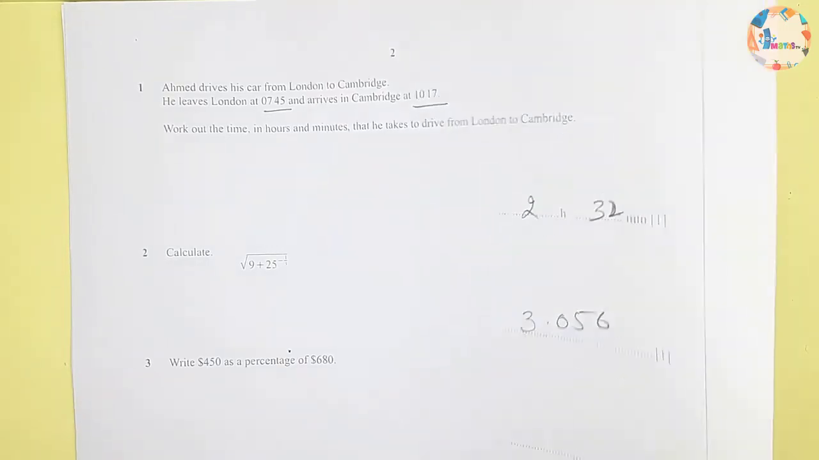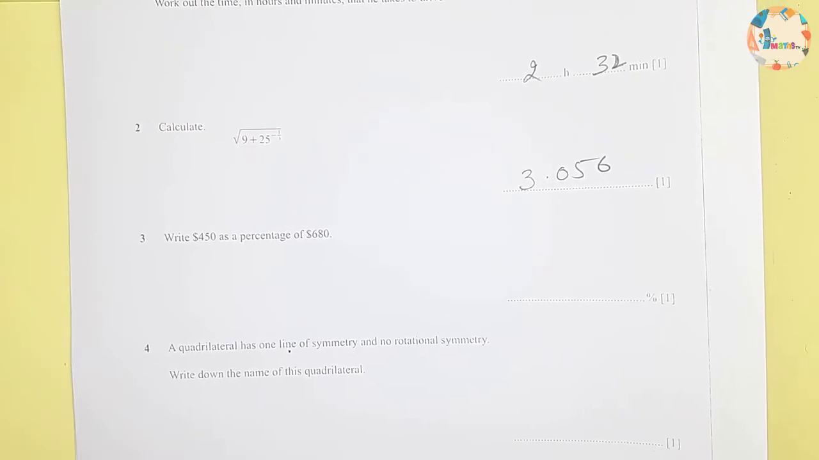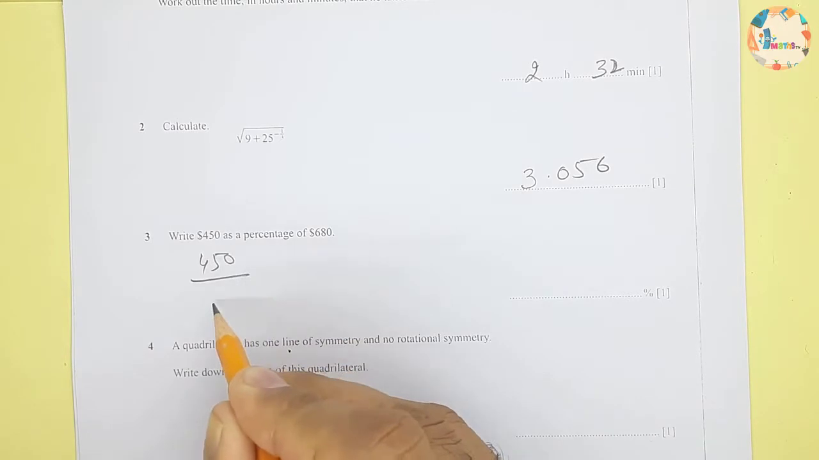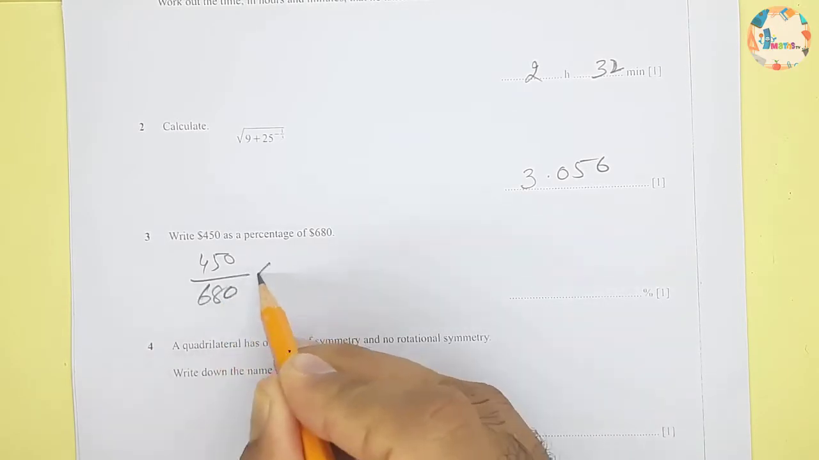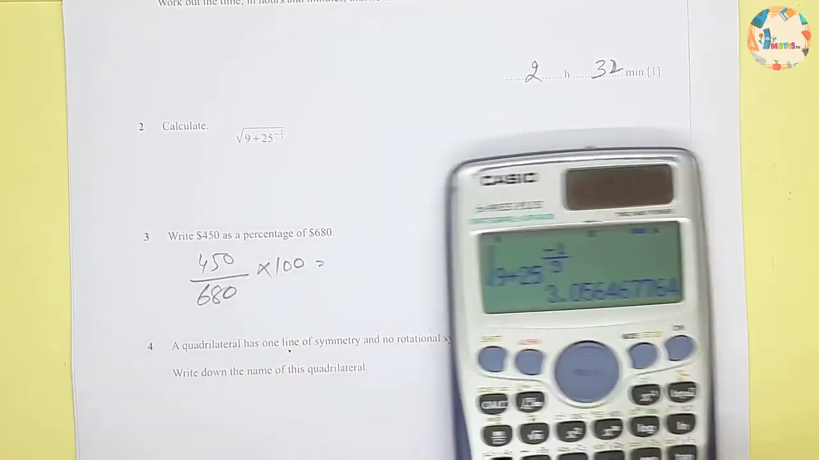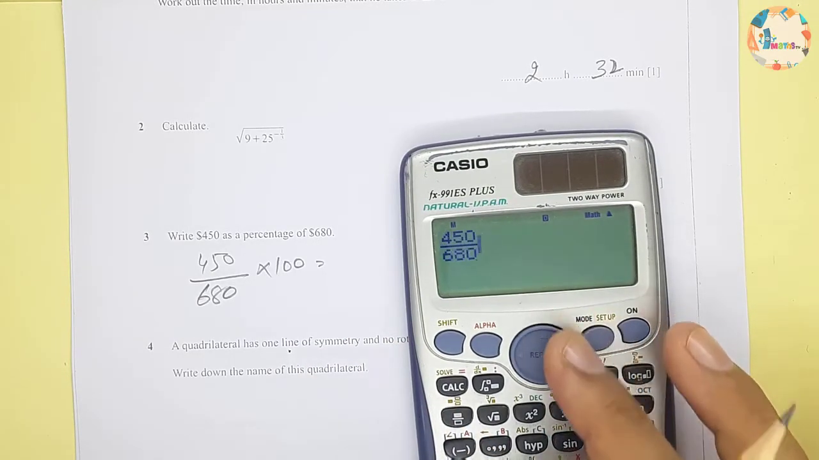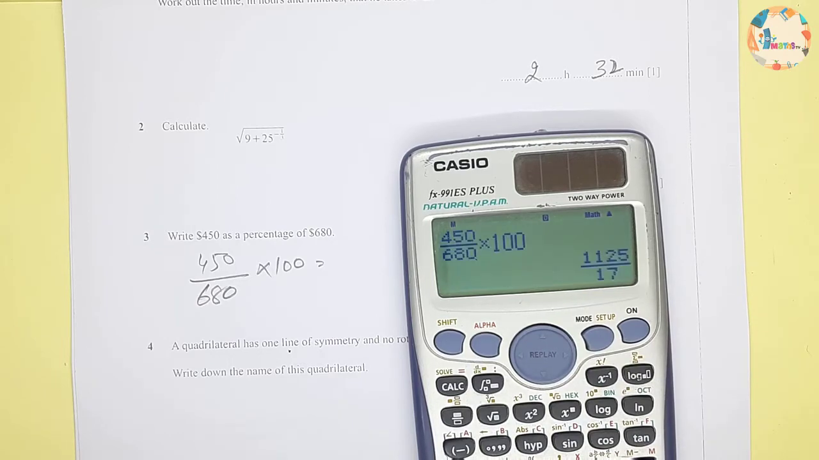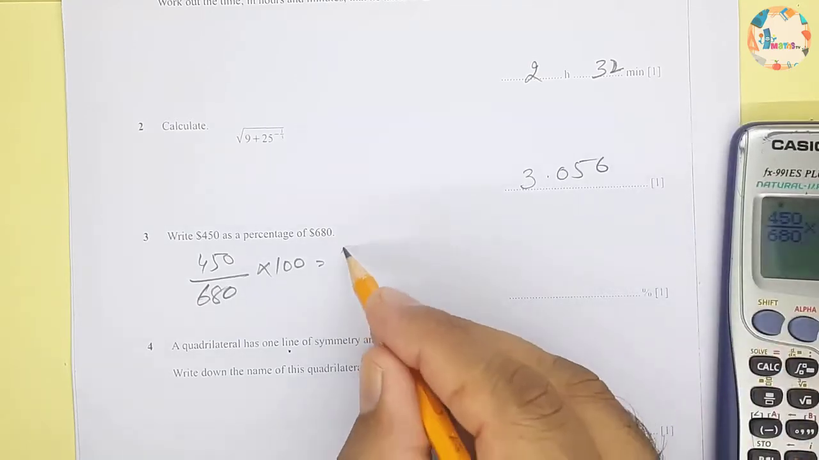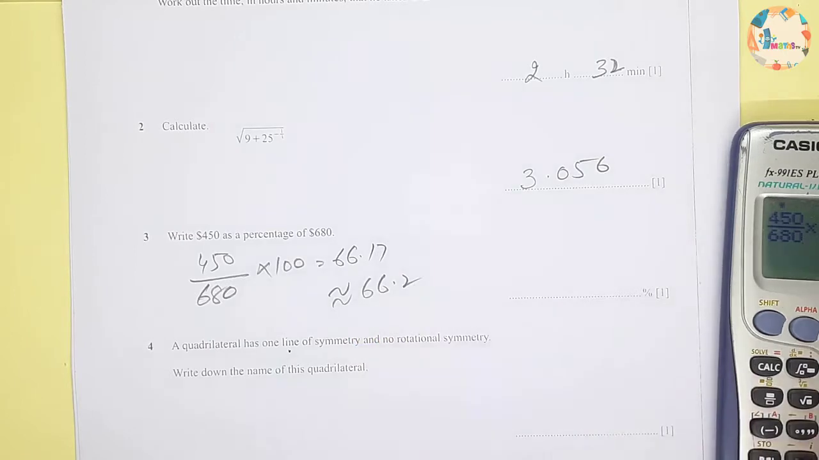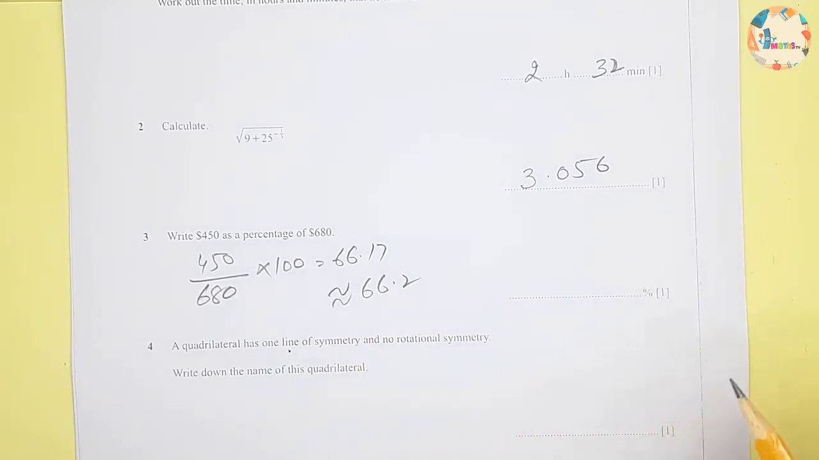Question number 3. Write down $450 as a percentage of this one. So $450 out of 680 into 100, this will be the percentage value. So 450 over 680 multiplied by 100, this will be equal to 66.17 or approximately 66.2%. We can write over here 66.2%.